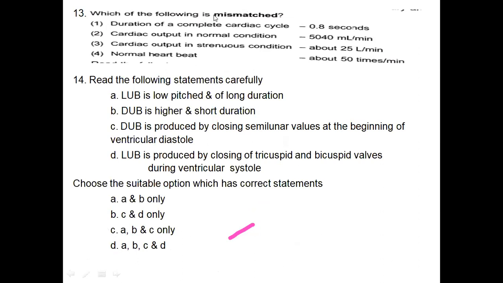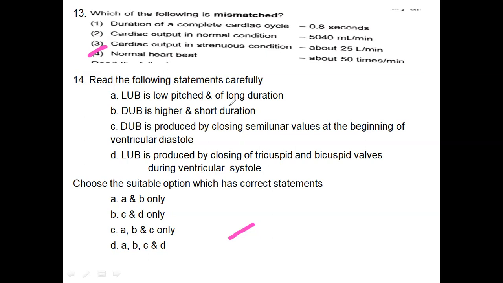Which of the following is mismatched? Duration of complete cardiac cycle 0.8, cardiac output is 5040, cardiac output in stillness condition is 25 ml, normal heart rate is about 50 times. This is mismatched.